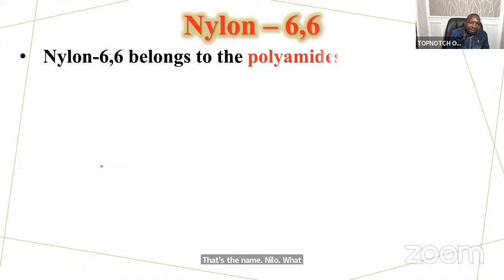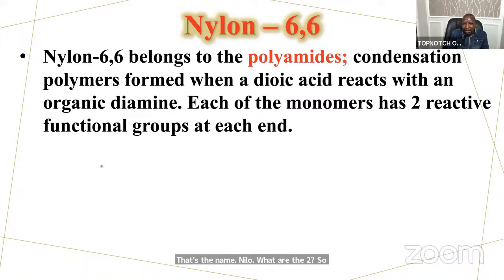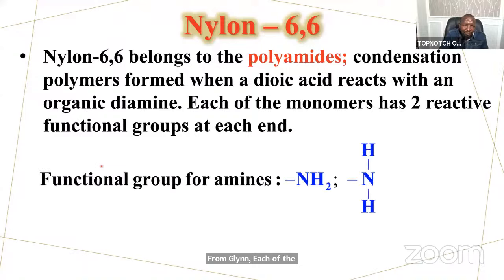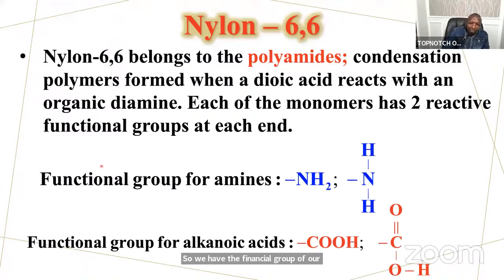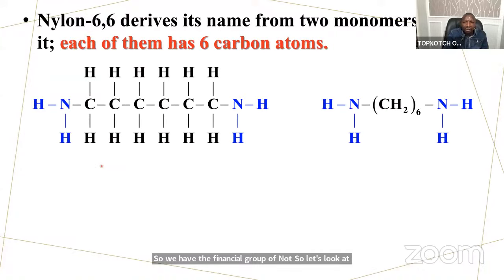What are the two monomers? Nylon belongs to the polyamide condensation polymers because it has an amide group, formed when a dioic acid reacts with a diamine. Each of the monomers has two reactive functional groups, one at each end. So we have the functional group of amine, and we have the carboxyl group, which is the carboxylic acid. So let's look at this.